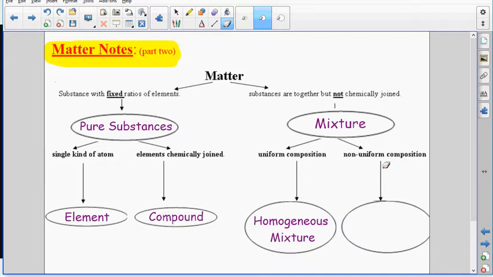Oh yeah. All right, Tanner, and this means that a non-uniform composition, where it's not mixed evenly, would be... We had lots of examples of this yesterday.